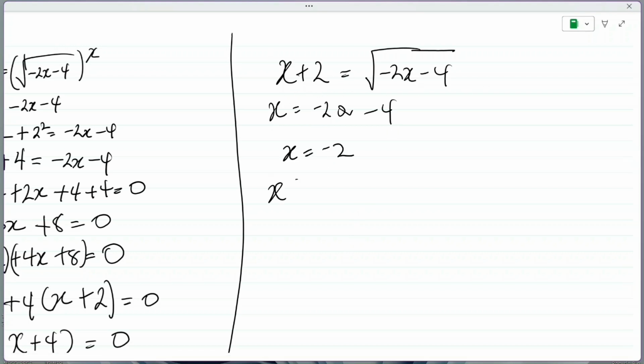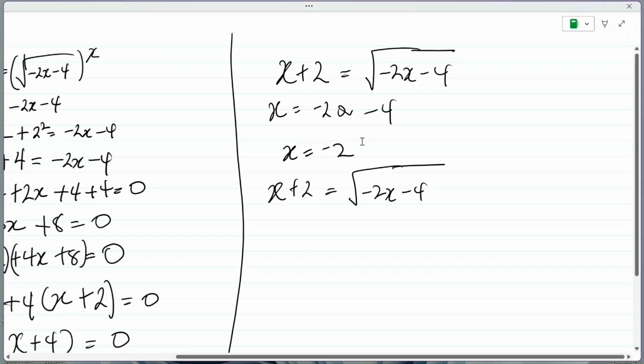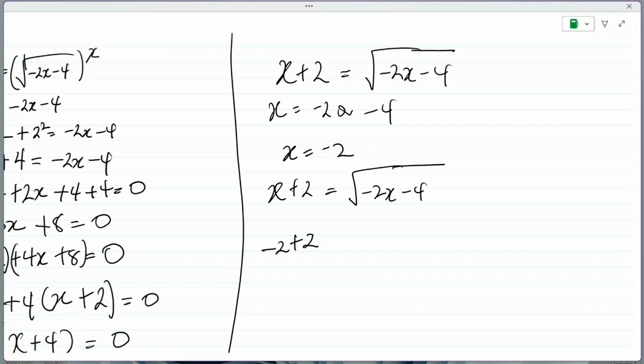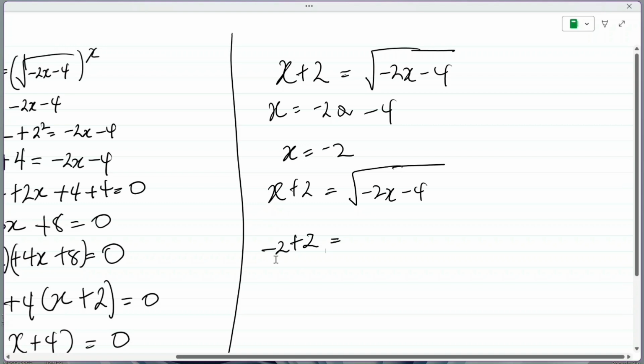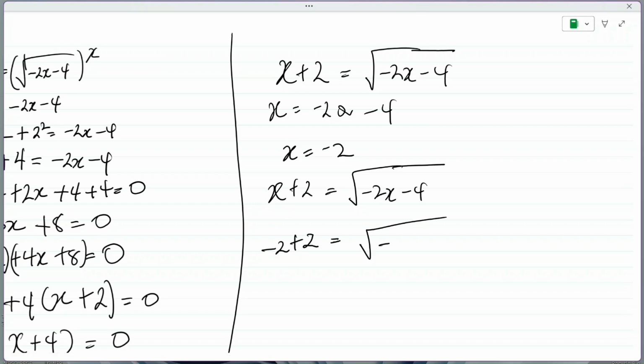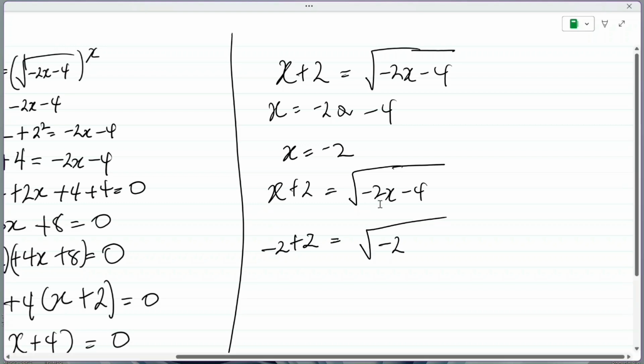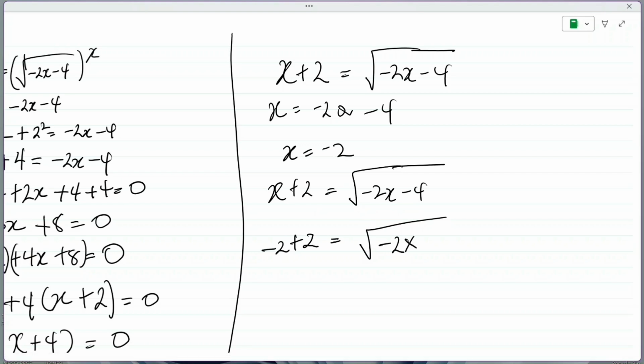So you have x plus 2 equals square root of minus 2x minus 4. We change the value of x to minus 2, so you have minus 2 plus 2. We change x here to minus 2. Then you have square root of minus 2. You know this minus 2 is linked to this x by times. So times, and you know the value of our x is minus 2. Then you have minus 4.